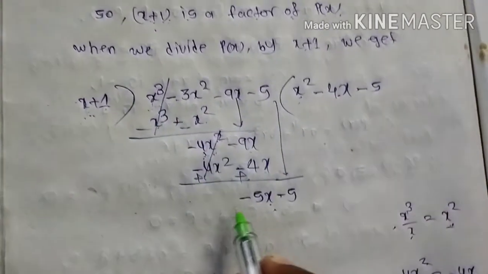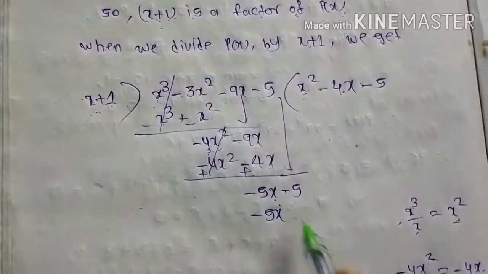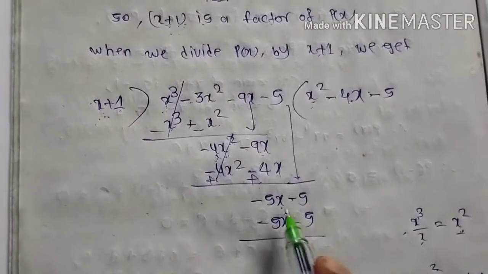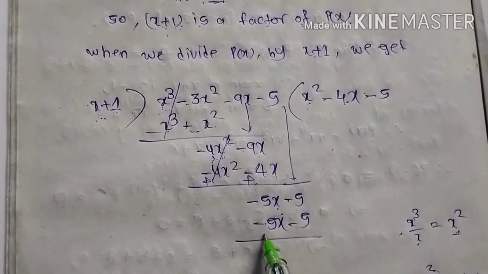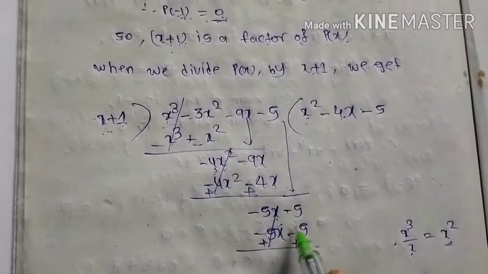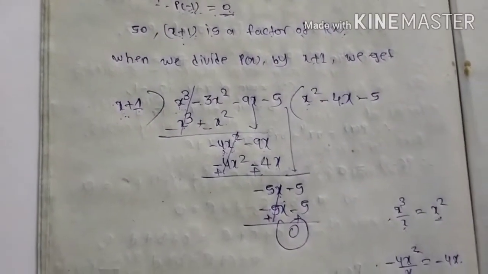Minus 5 into x, you will get minus 5x. Here minus 5 into plus 1, you will get how much? Minus 5. Now you can do subtraction. How can you do subtraction? Means just you can change the symbols. It is plus, it is also plus. Now minus 5 plus 5, 0. You are getting 0 as the remainder, or not? Yes or no?